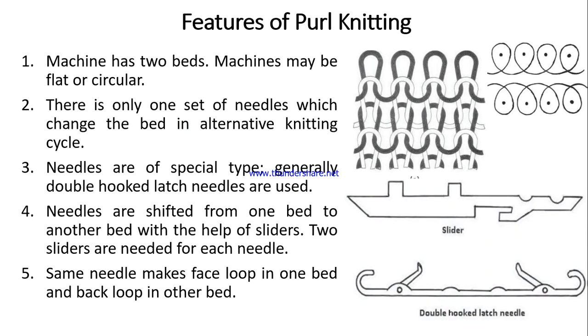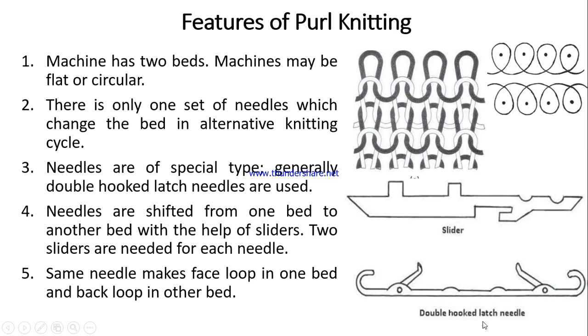Now come to the features of purl knitting. This is another double jersey fabric. Machines have two beds and may be flat or circular. There is only one set of needles. We change the bed in alternate knitting cycles. So this is important to understand: one set of needles is shared by the two beds. The same needle, after completing the knitting action in the dial, is transferred to the cylinder for the completion of the knitting in the next cycle.